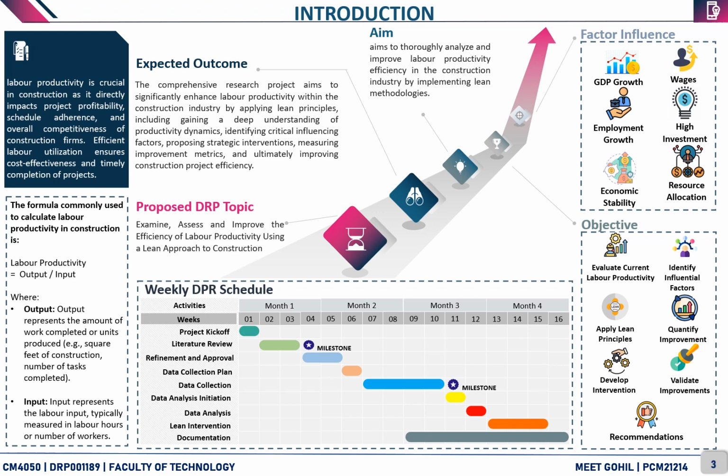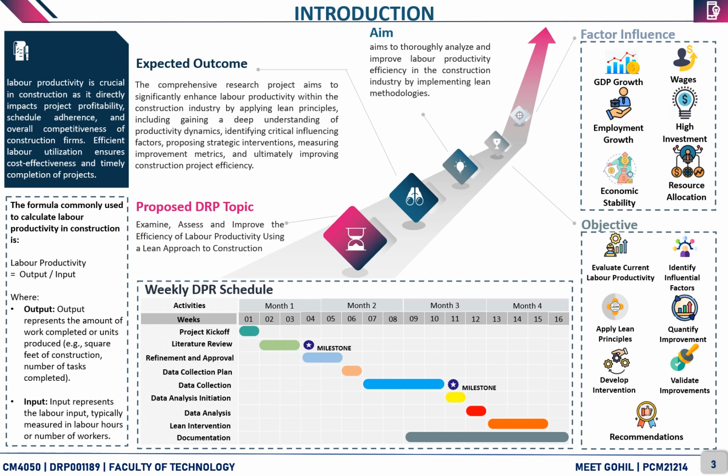The main aim of this study is to thoroughly analyze and improve labor productivity efficiency in construction by implementation of lean methodologies. The objective is to track and improve the labor productivity on a construction site. The formula commonly used to calculate labor productivity on a construction site is the output, representing the amount of work completed or unit produced, divided by the input, representing the labor input typically measured in labor hours or number of workers.